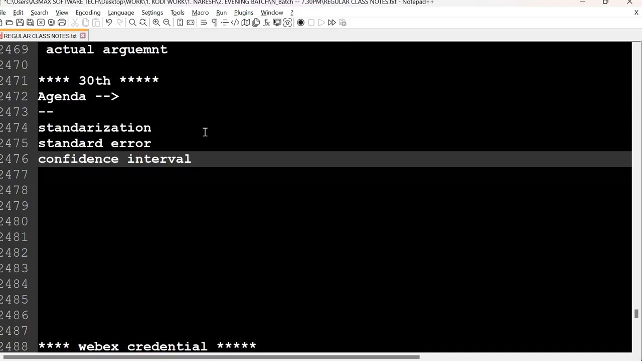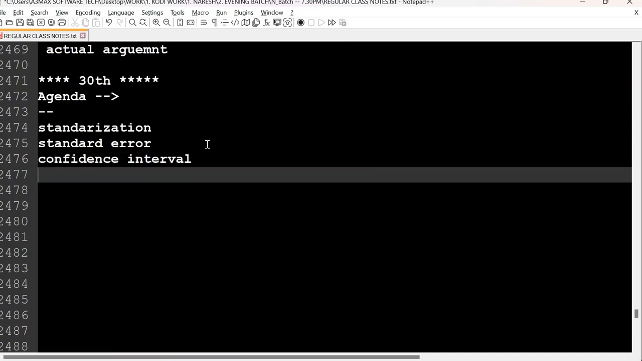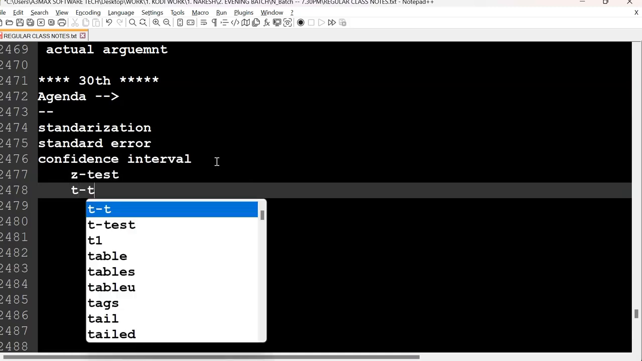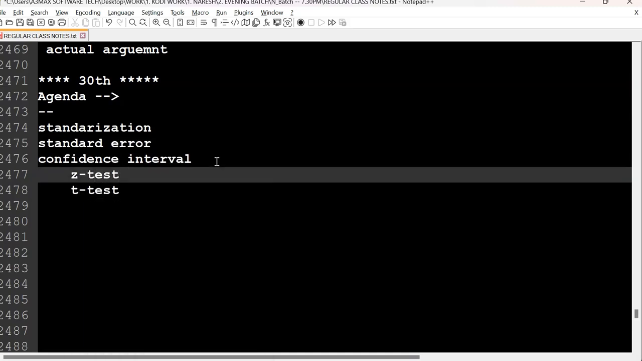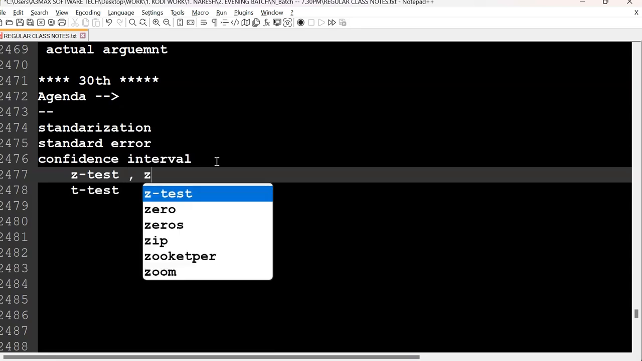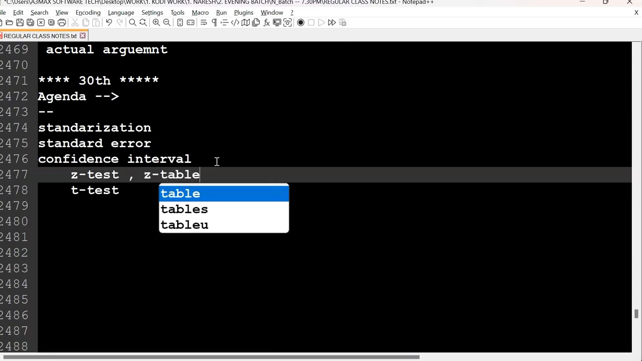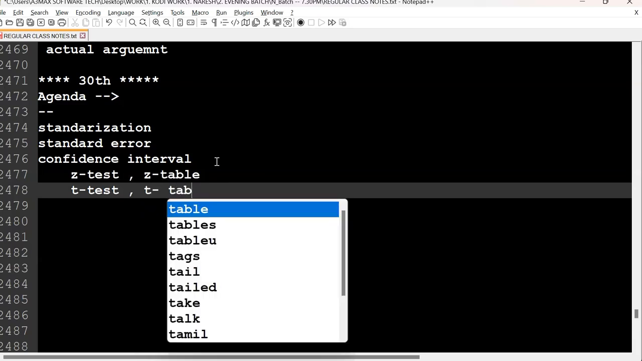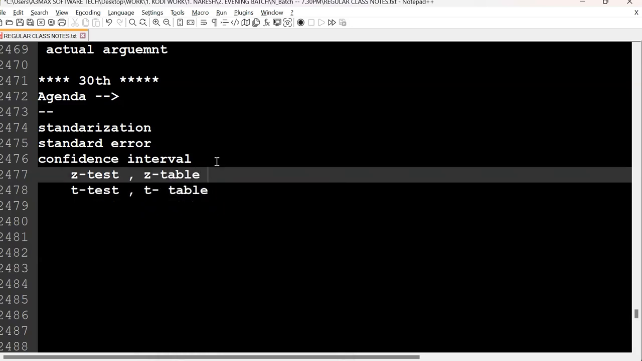And in this interval, I'll introduce Z-test, T-test, and Z-table, T-table. Z-test, Z-table, and T-table. I'll introduce all those things. Okay, so we have all those things.